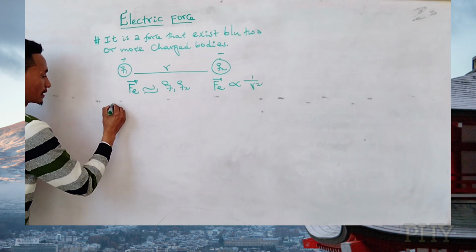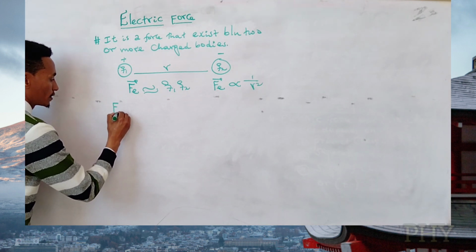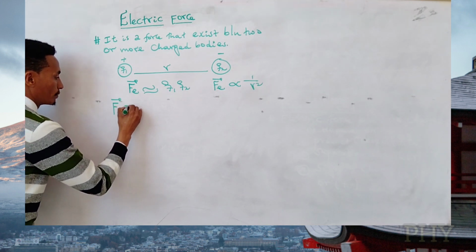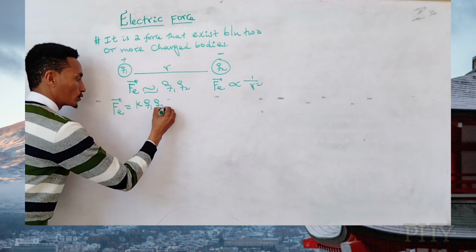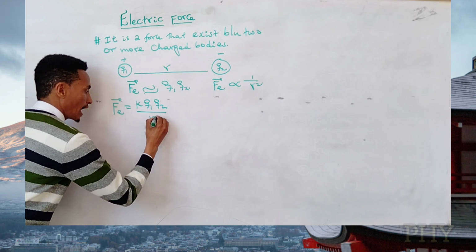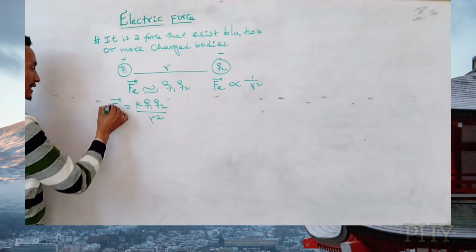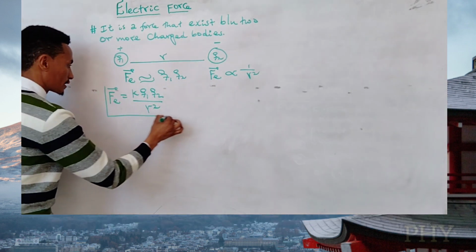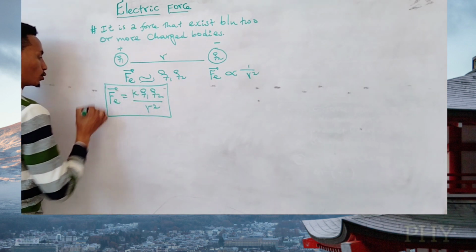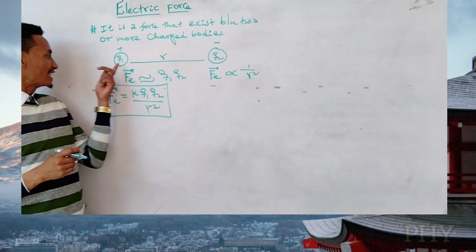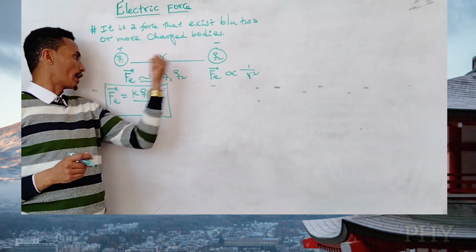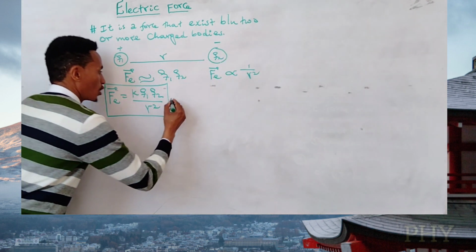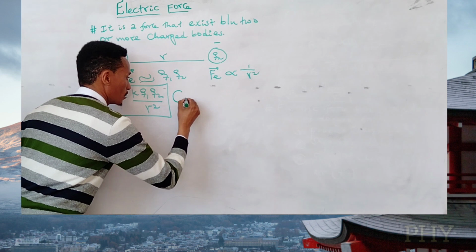Generally, it is possible to say that the electric force between two charged bodies is equal to Q1 Q2 over R square, where R is said to be the separation distance, and Q1 and Q2 are the charges carried by object 1 and object 2, or body 1 and body 2. This law is said to be Coulomb's law.